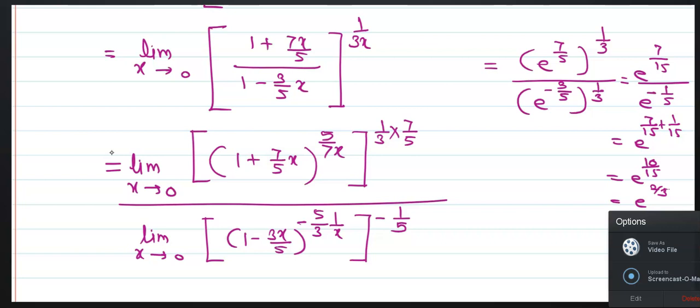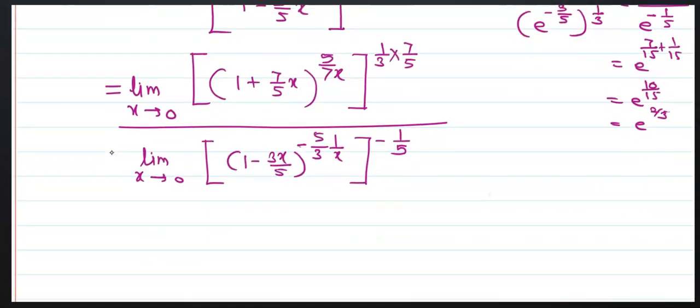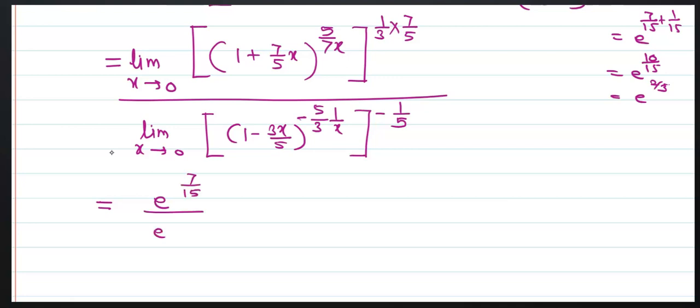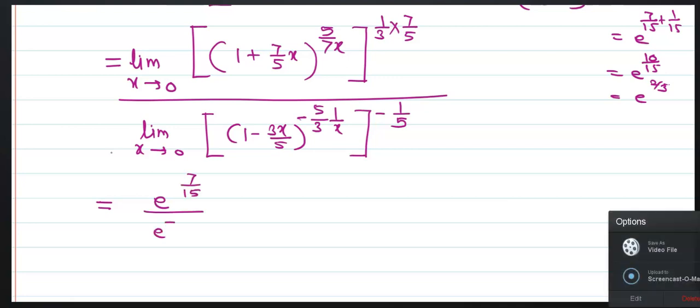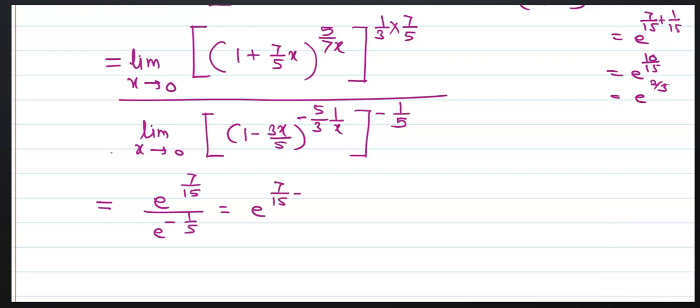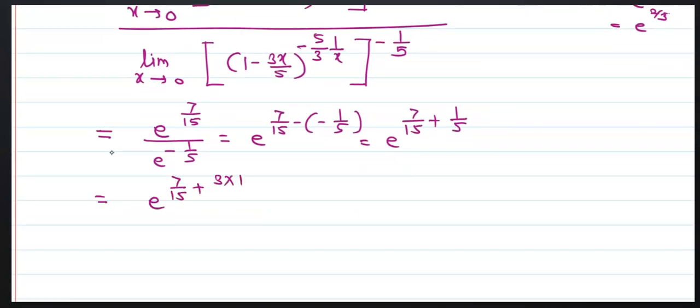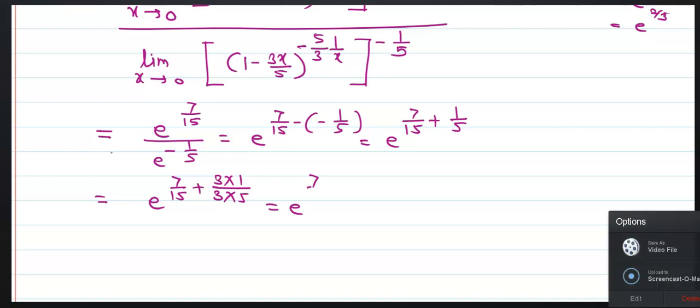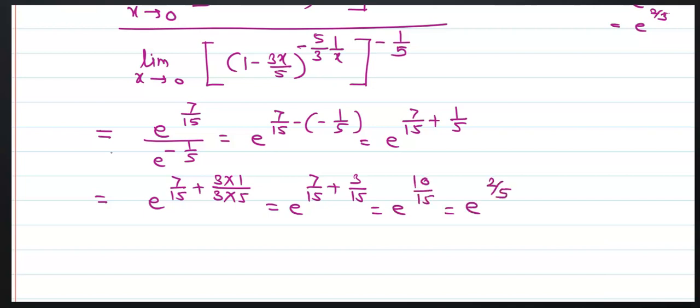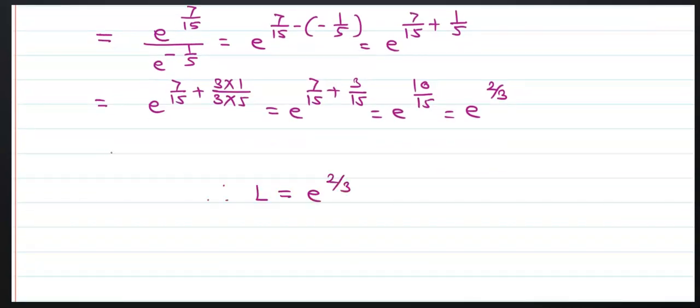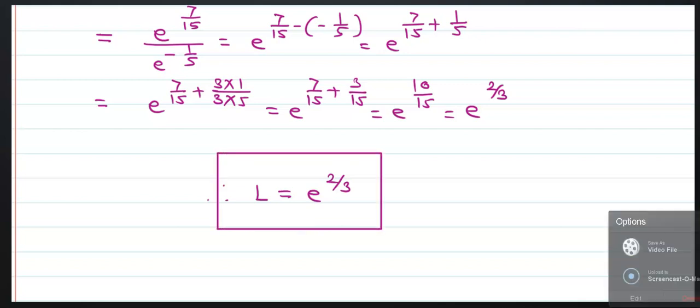That is e raised to minus 1 upon 5. Therefore, e raised to 7 upon 15 minus e raised to minus 1 upon 5. If we simplify this, then you will get e raised to 2 upon 5, 2 upon 3. Therefore, the limit is equal to... Let's see the next example.